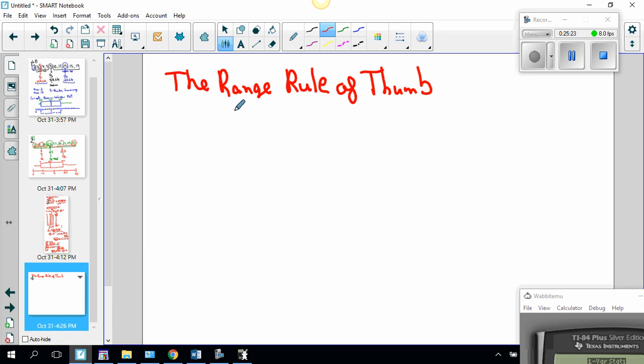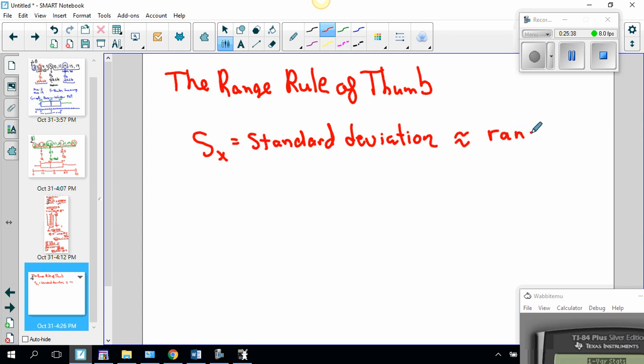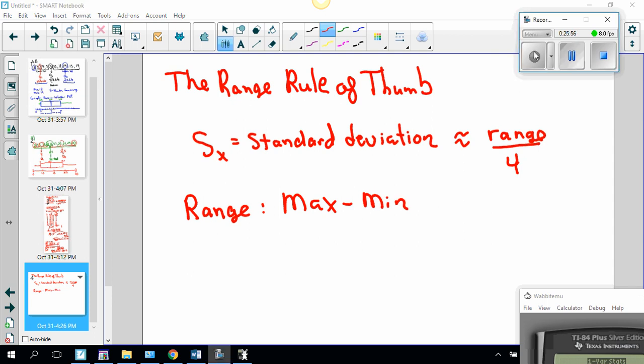And what they say is S sub x, which is standard deviation, is approximately equal to the range divided by 4. And the range is the max minus the min.